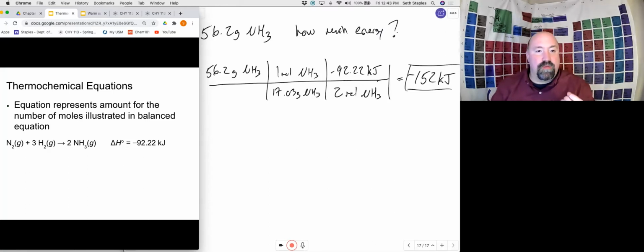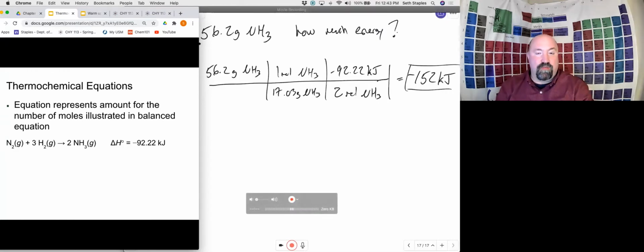So that's one of the ways that we use a thermochemical equation, is by calculating the actual amount of energy that would be absorbed or given off, depending on the equation, given some sort of amount that we work with. In this case, we were told how many grams of NH3 were formed and what's the energy associated with that.